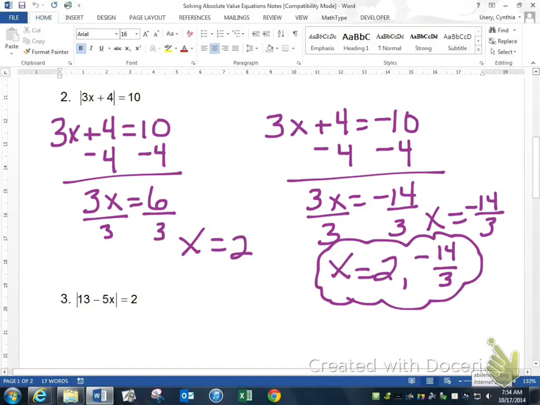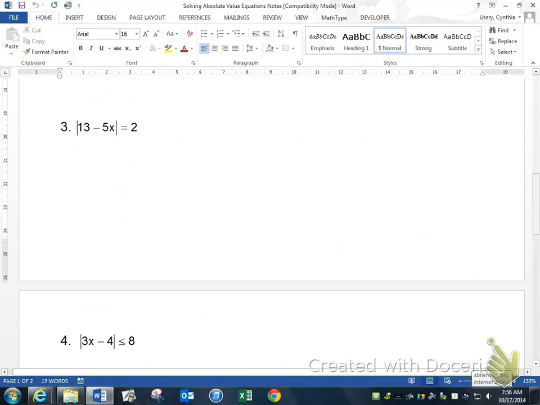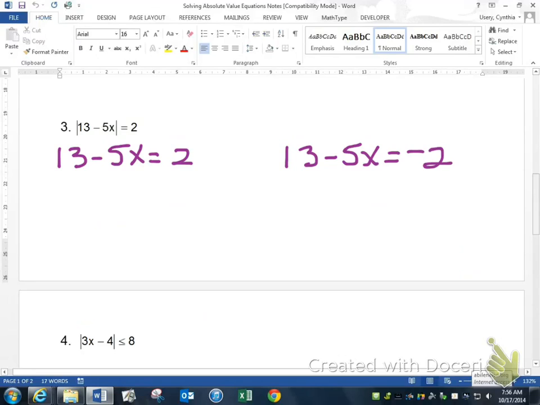Let's look at number 3. On number 3 we have absolute value of 13 minus 5x equals 2. So remember, what's in that absolute value symbol can equal 2. It can also equal negative 2. So we're going to write two equations. 13 minus 5x equals 2. And 13 minus 5x can also equal negative 2. So let's go ahead and do this one on your own. See what you get.